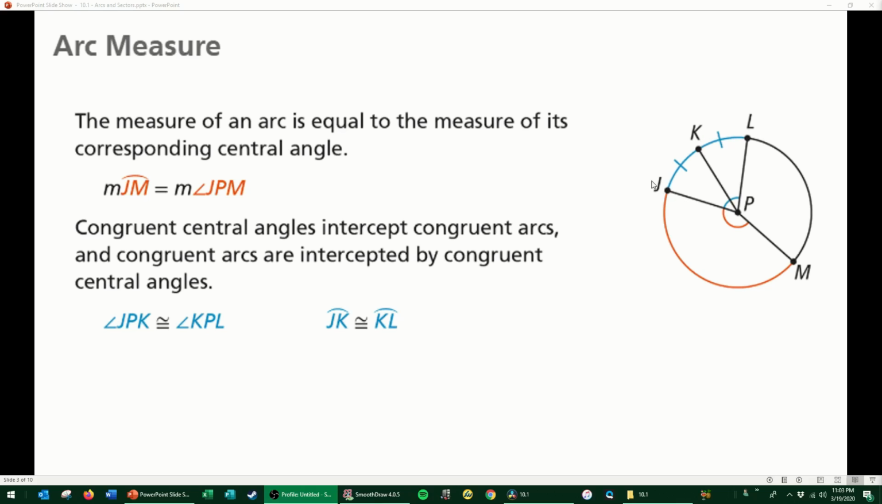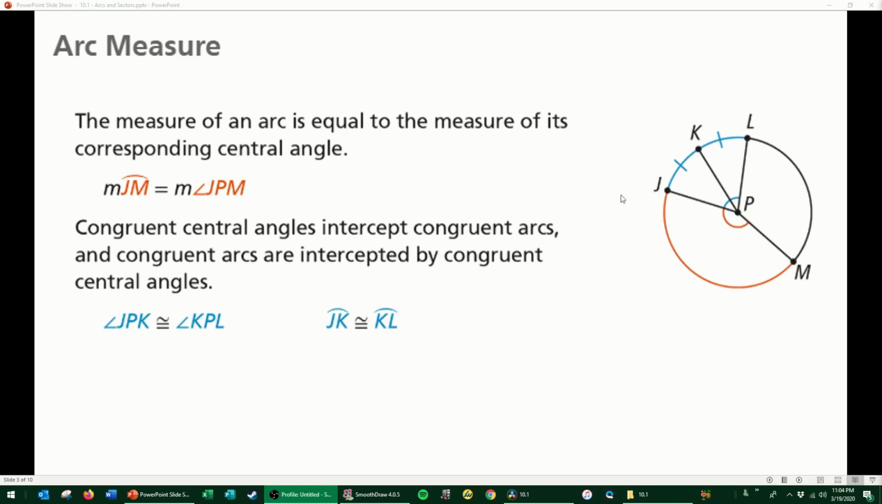JL is equal to JPL, but they're both bisected. So JPK is congruent to KPL. Or JM, that is our outside arc. It's still not a major arc though, is it? So JM is this guy in red. It's not quite 180 degrees. 180 degrees would cut into JPK. So it's still another minor arc, but JM is congruent or equal to the measure of angle JPM.